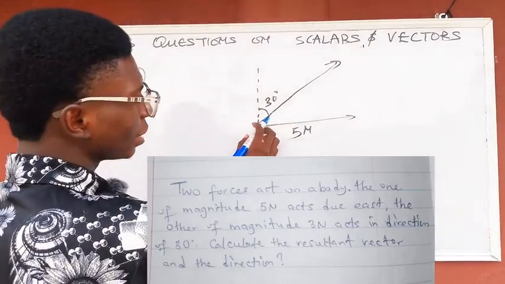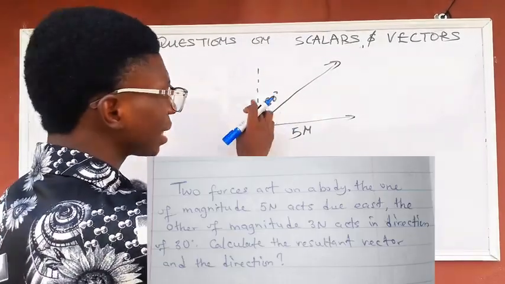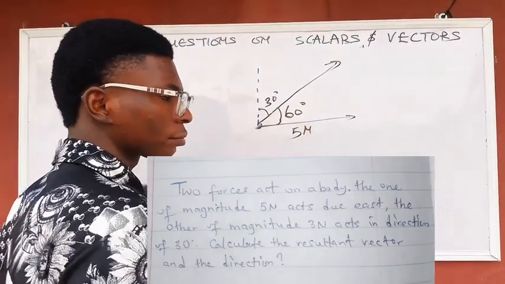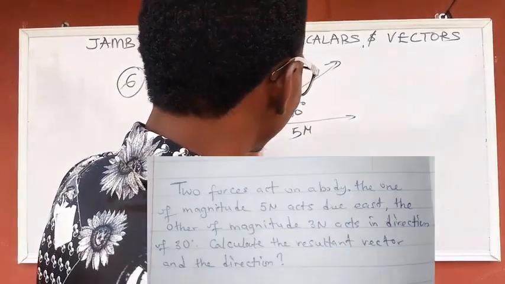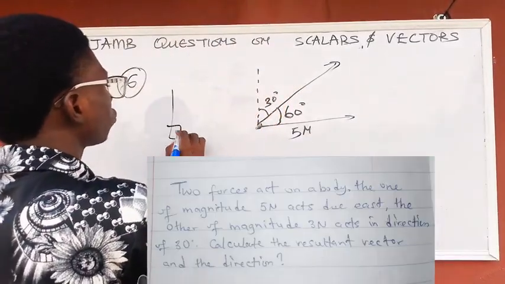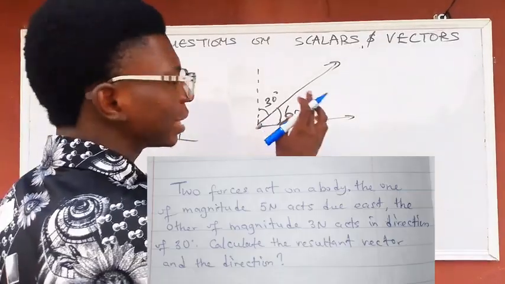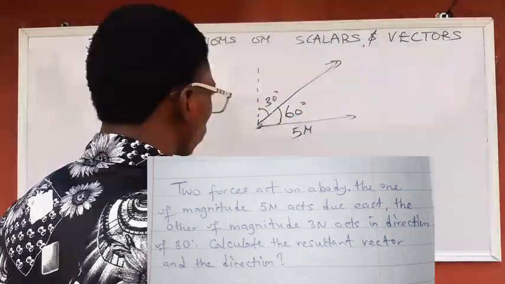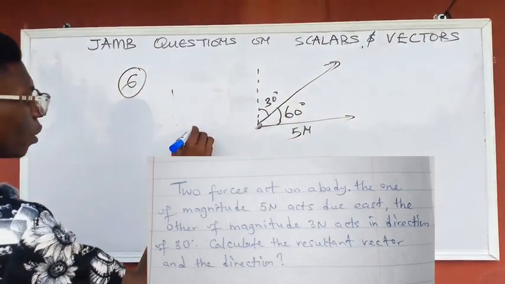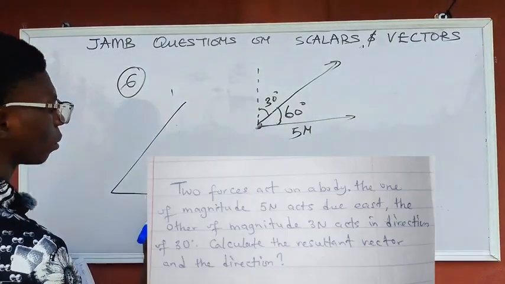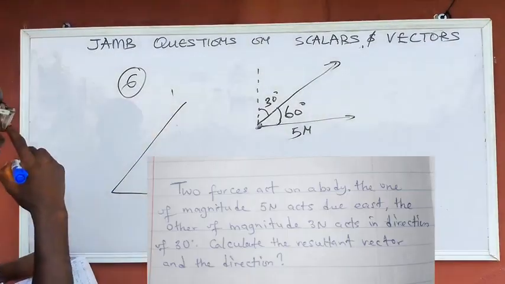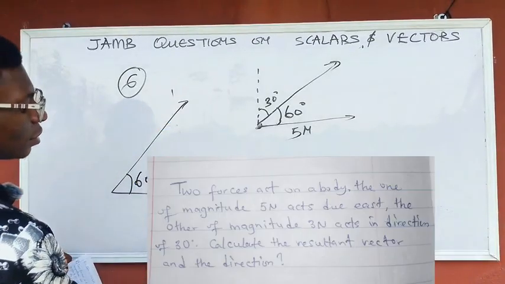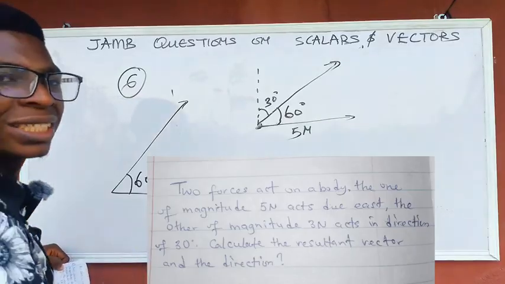So you can now see, what is the angle between this place? That will now be 90 minus 30, that will be 60, because the angle between east and north is 90. So now in this case we are going to remove these two forces. Are you getting me now? These two forces. So the angle between them is 60 degrees.